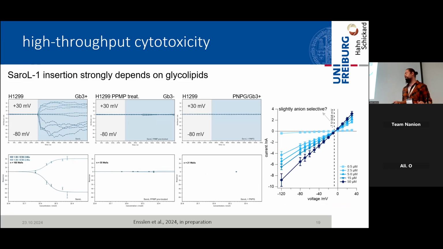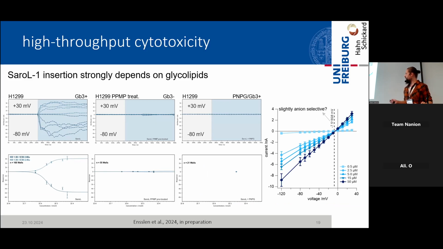So what you can see here is actually a nice dose response curve, which we could obtain from the Sorrel insertion. And again, if we have GB3 negative, nothing inserts. Another control experiment we did is we used PPMP for a competitive hindrance of the Sorrel. So it is a soluble ceramide. And again, we could not find any insertion here. So this is a way to control your insertion of pore maybe.